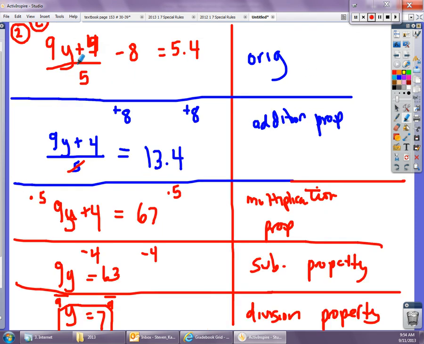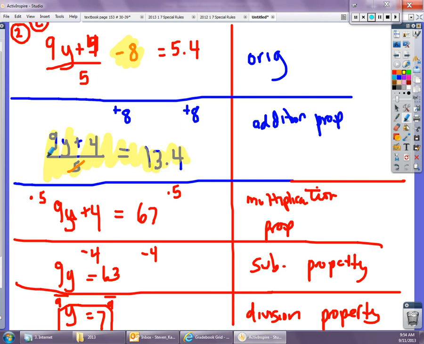Here's number 2, or letter C. Starts off with the original equation. You do want to get rid of the minus 8 or negative 8 at first by adding 8 on both sides. And that leaves you with this line right here. And that's the addition property since you're adding 8 on both sides.